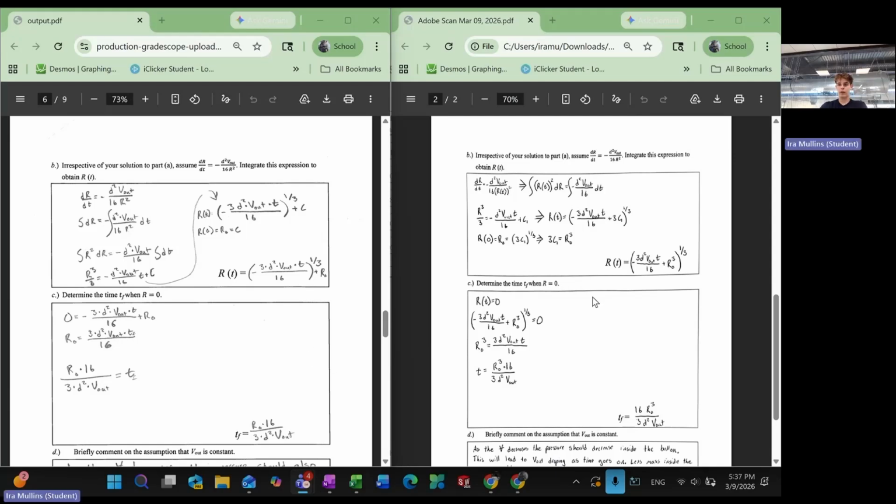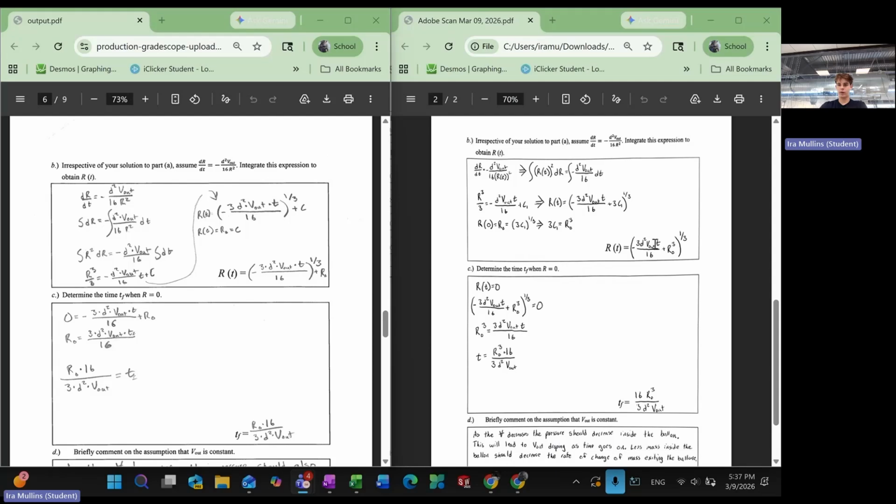The method of doing it is keeping the C1 term on the inside and then plugging in your known value, which is that the radius is R naught at time equals 0. And so that's the correct equation.